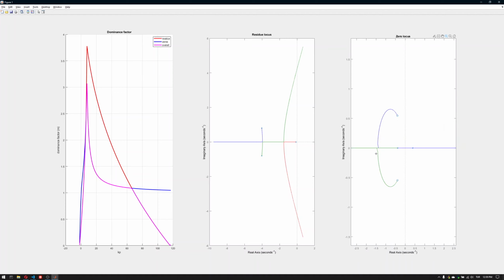So let me just move one of the zeros. It moves on this branch, but it also moves here, and it also jumps here, which is a bit weird. So I'm trying to click here, so it moves here, and it moves here.